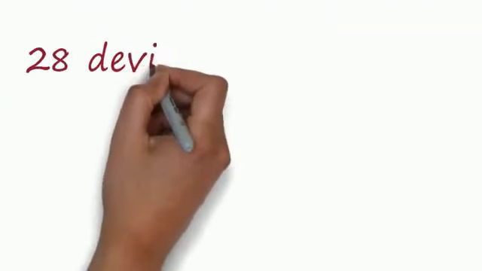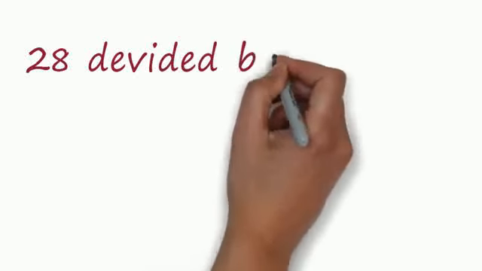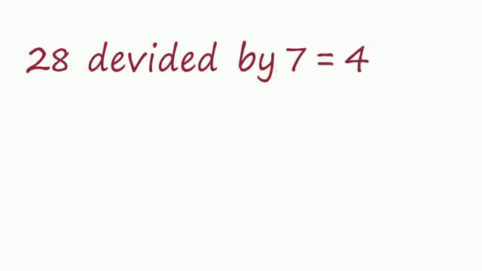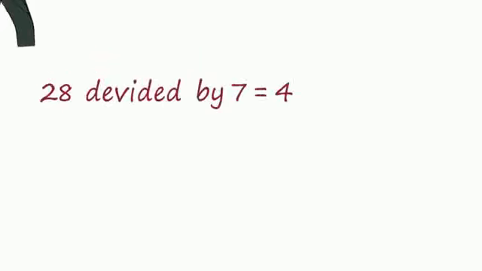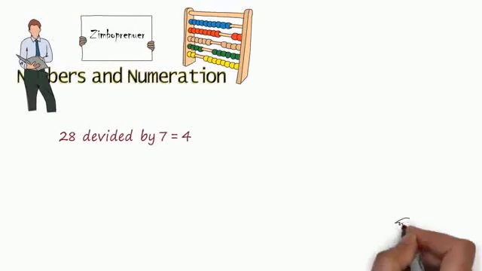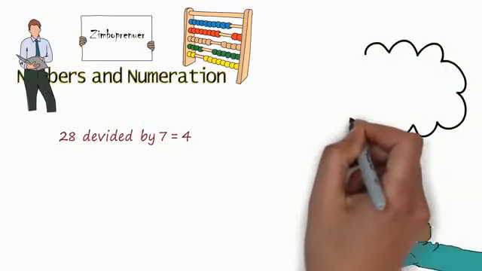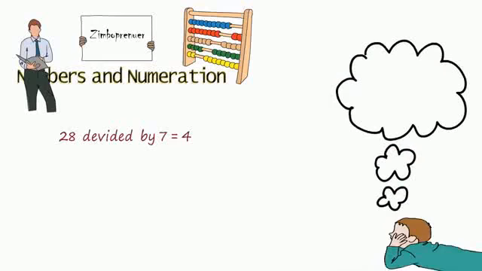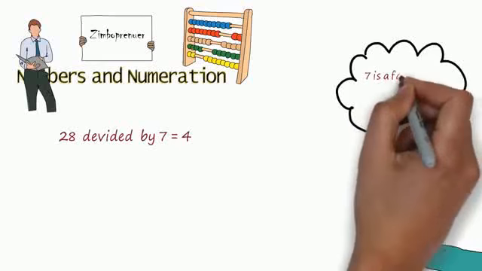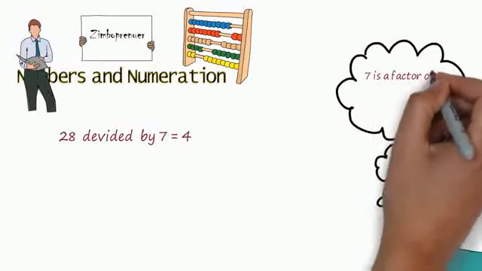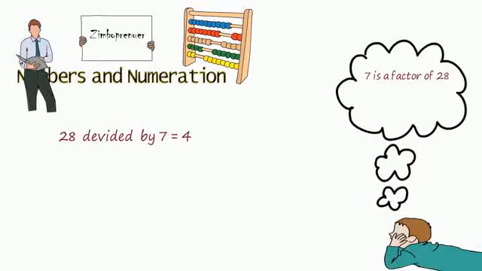But first of all, we're going to divide 28 by 7. We're going to get 4. What is the meaning of 28 divided by 7 is equal to 4? It means that 7 and 4 are factors of 28. 7 is a factor of 28 and also 4.